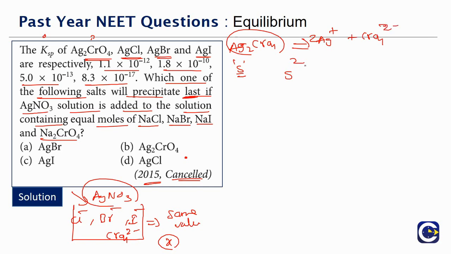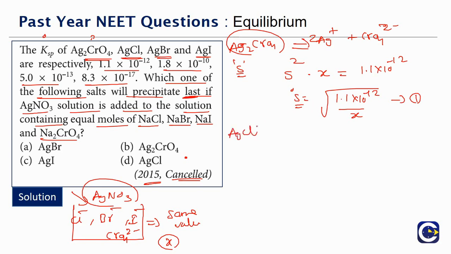So the Ksp value will be what? Ag plus square into CrO4 2 minus concentration, which we are saying is X. This is equal to 1.1 into 10 power minus 12. Means the value of S will be equal to root of 1.1 into 10 power minus 12 by X. So this is where the precipitation of Ag2CrO4 will start. At this concentration of Ag plus ions, the precipitation of Ag2CrO4 will start.